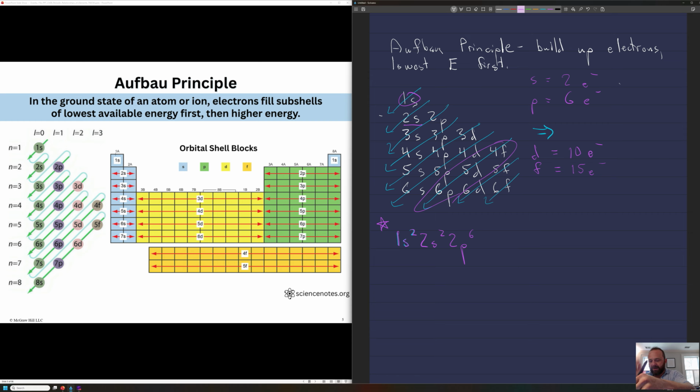So right here, if you can see my cursor, we do 1s2, 2s2, here, 2p6, and then now we're at 3s2, and then what comes next? So 3p6, 4s2, 3d10, 4p6.